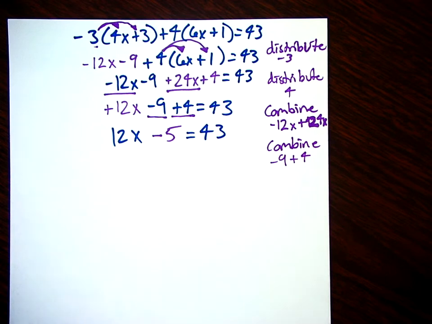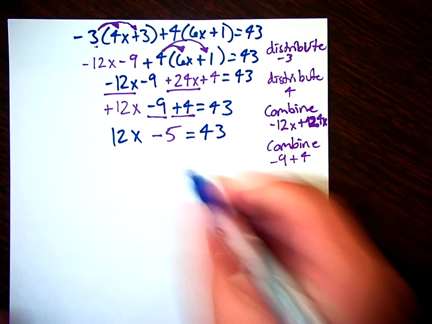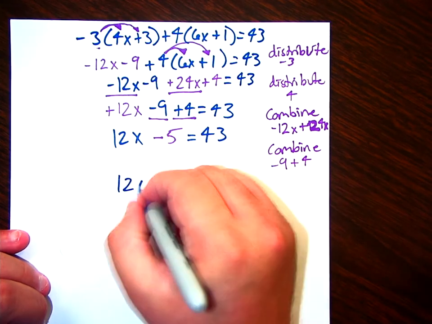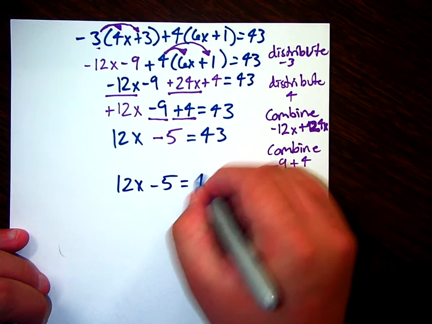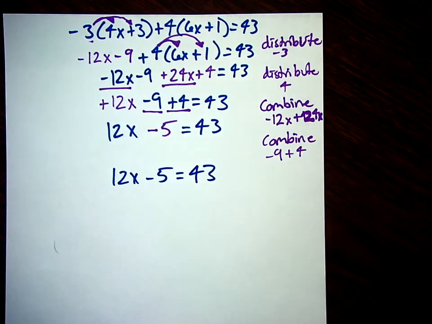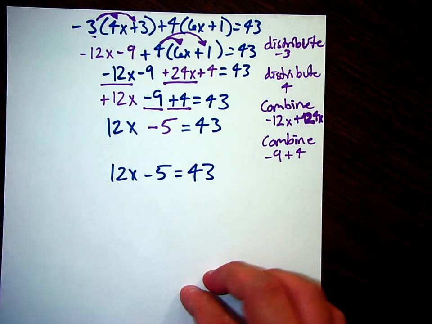Now that we've got those combined, this is what we were left with. After the first 2 steps, it looks a lot better. Now I would like to start the actual solving process. Before, we were just simplifying on either side of the equation. So now we're going to get all the variables to the same side.